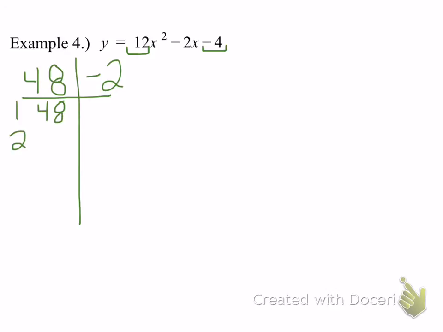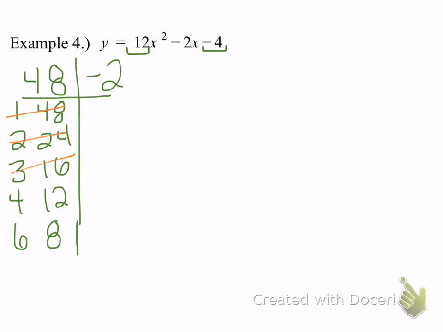I have 2 and 24. I have 3 and 16. I have 4 and 12. And I have 6 and 8. Well, our goal is to get -2. So I'm going to go through this list and see, okay, which one should I use? Well, 1 and 48, that's never going to give you -2. 2 and 24, that is also never going to get you -2. 3 and 16, never. 4 and 12, never. Oh, snap, we got 6 and 8.